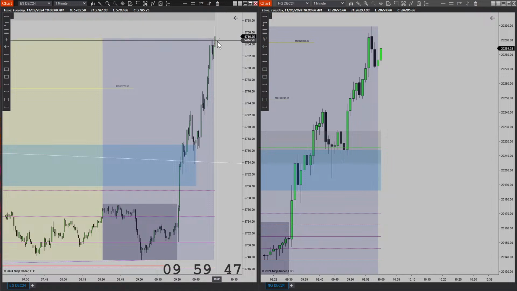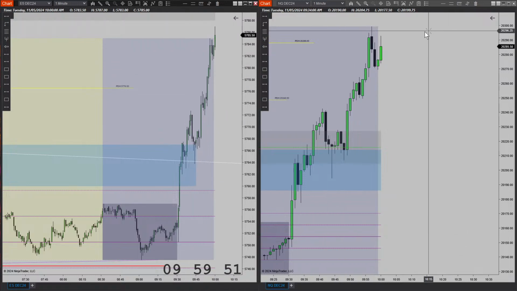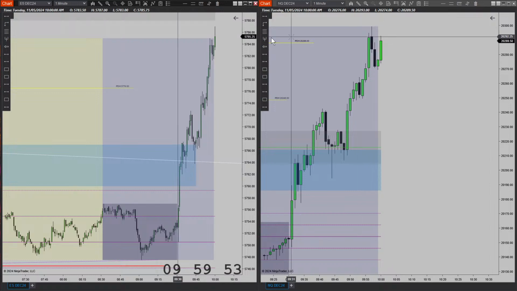So I want to see how the next candle appears. Do we get a displacement lower? Because if we do, then that could be SMT if the next candle sweeps the high here and here it doesn't.